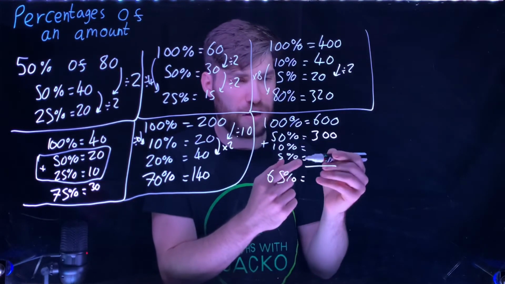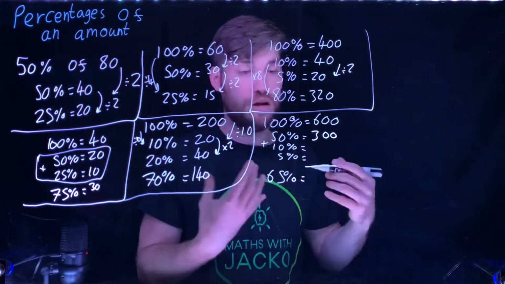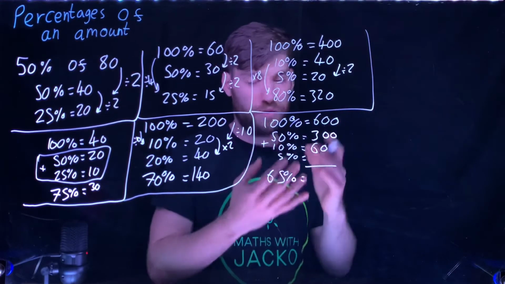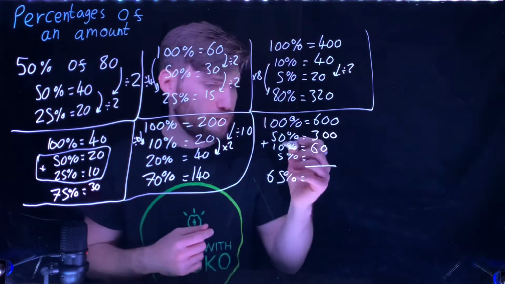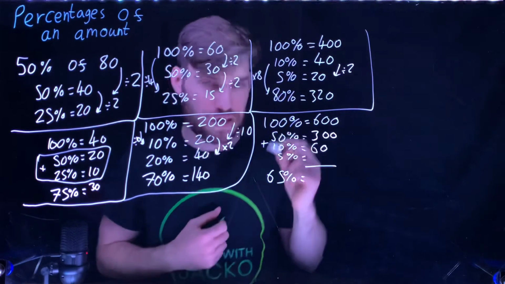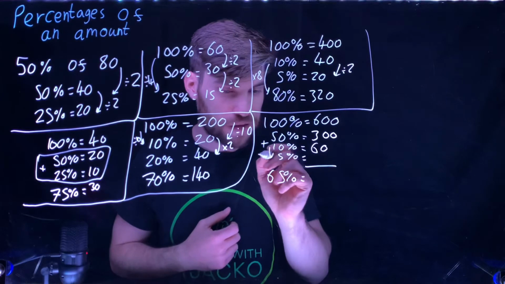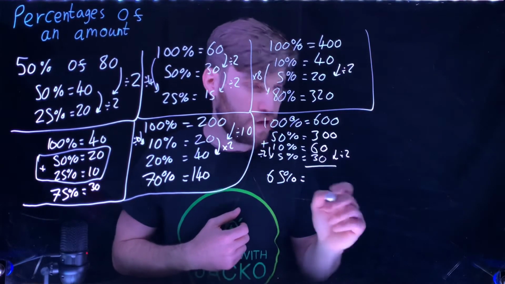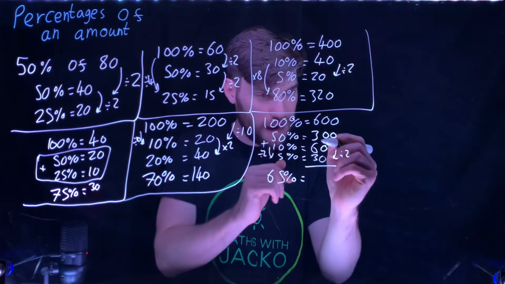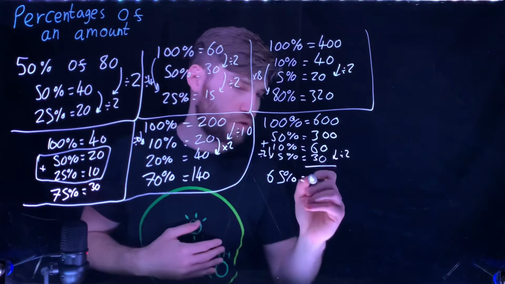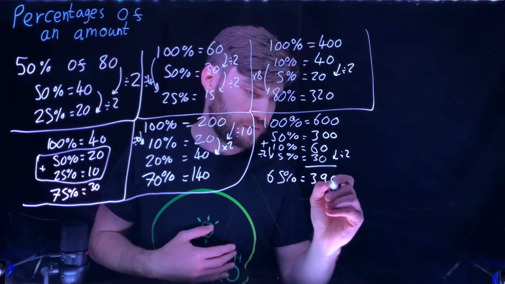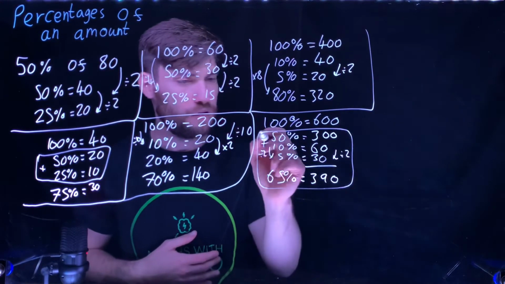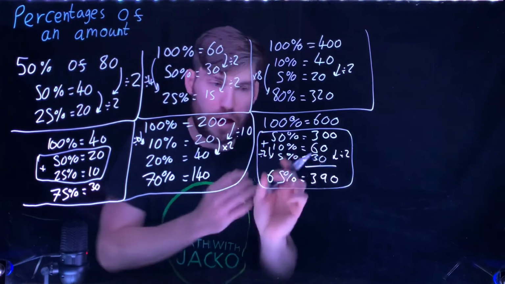So you can do 300 divided by 5 or 600 divided by 10. You still get the same answer. I think 600 divided by 10 is easier than 300 divided by 5 if you do it in your head. Right, how many 5s are in 10%? So we're going to do 10%, divide it by 2 to get 5%, which is 30. And now I've got all this, I can add those 3 together. So I'll get 390. Yeah? Hopefully this helps you understand how to get that percentage there.